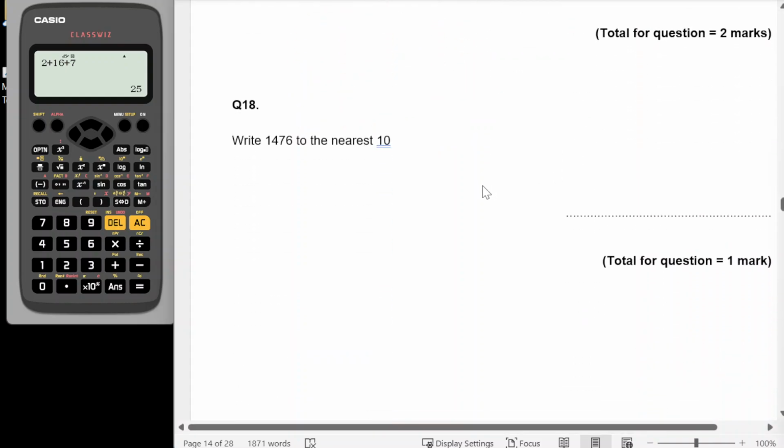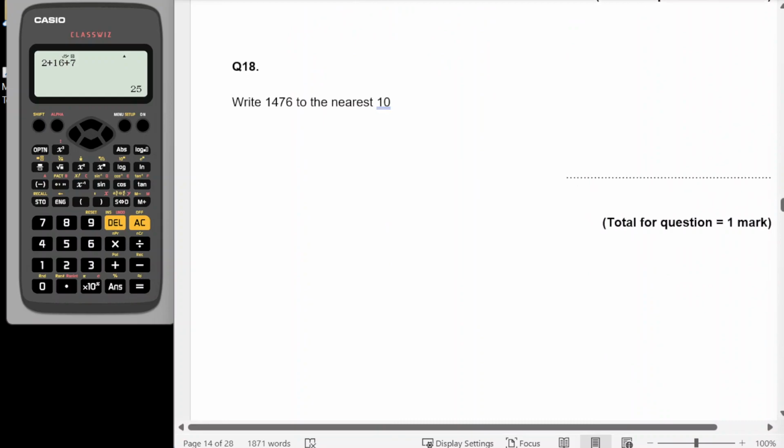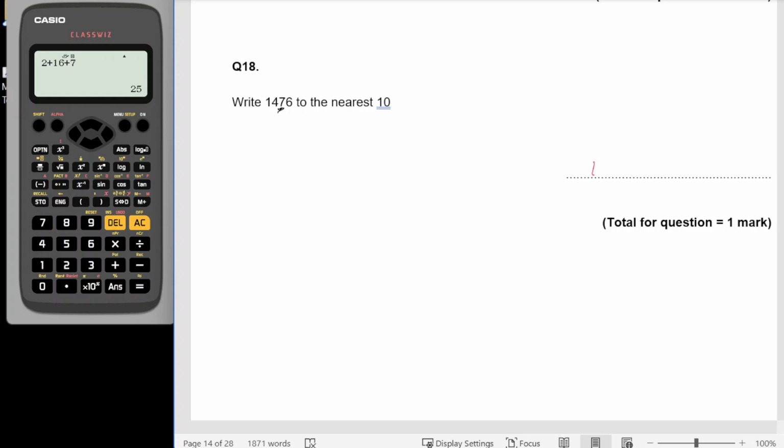Okay, question 18. Write correct to the nearest 10. So correct to the nearest 10, it's either going to be 1,470 or 1,480, and because the ones unit is greater than 5, it would be closer to the next one up. So it'd be 1,480.